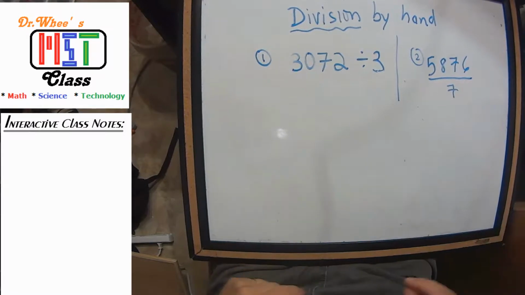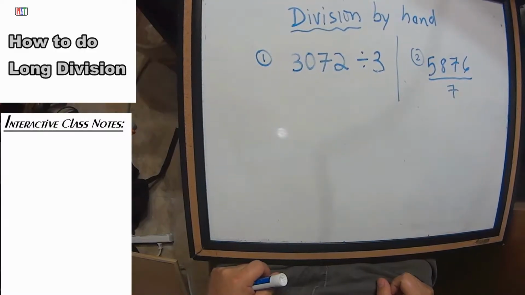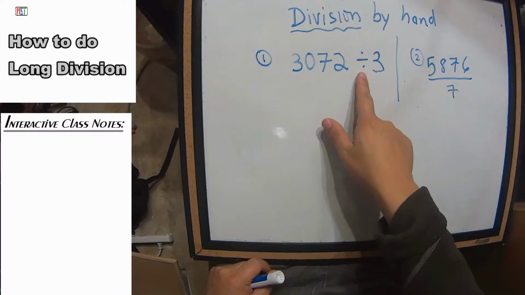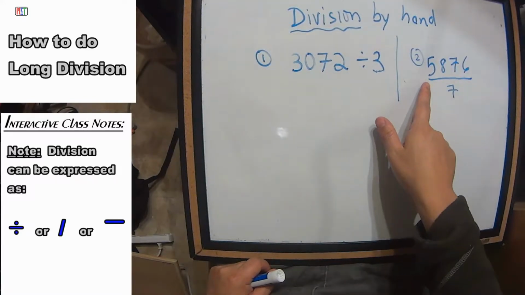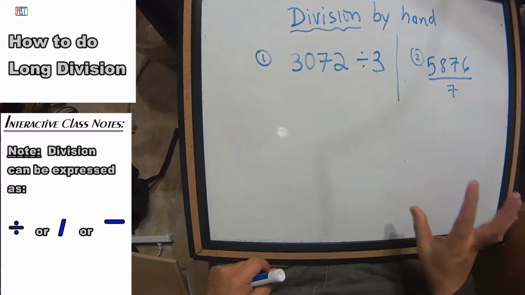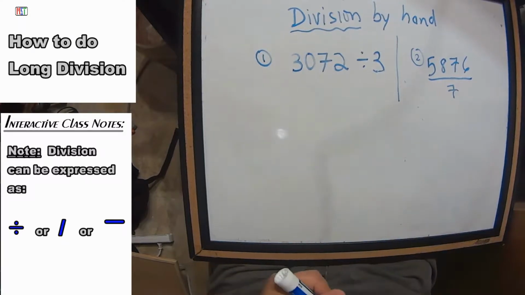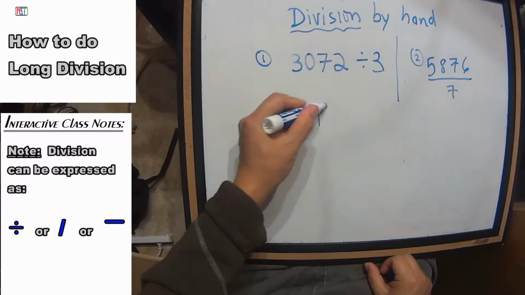So I have two sets of questions for you to do. We have 3072 divided by 3 and 5876 divided by 7. Now, it can be written this way, divided by 3 or over 7, which can be translated into the same meaning. In fact, there's another way to write it out.